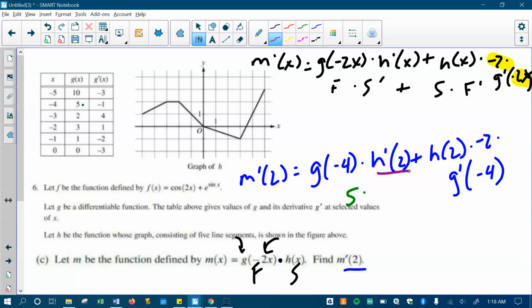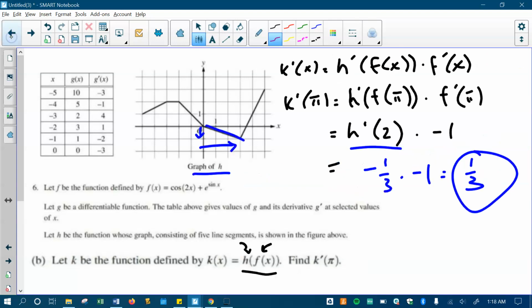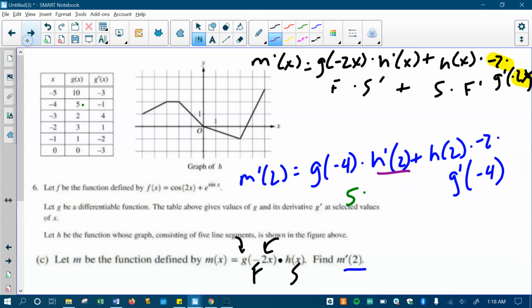H prime of 2, I think we had on the other page, didn't we? Yeah, h prime of 2 is 1/3. So times 1 over 3. Now we have a plus h of 2, which I don't know if we ever got. So let's do h of 2 right now. To do h of 2, the graph of h is here. Here's h of 2. I remember that we went down 1 and over 3.